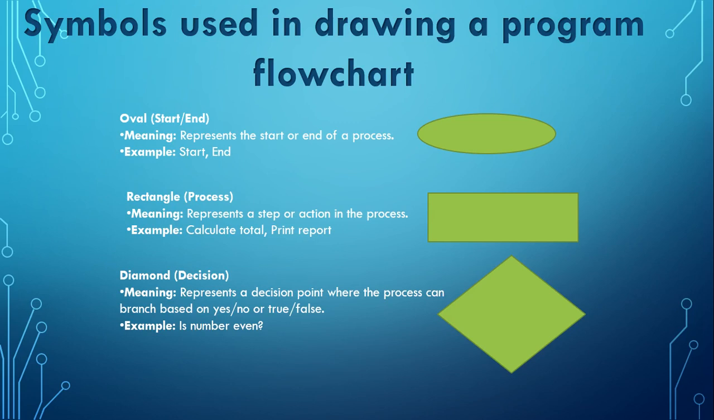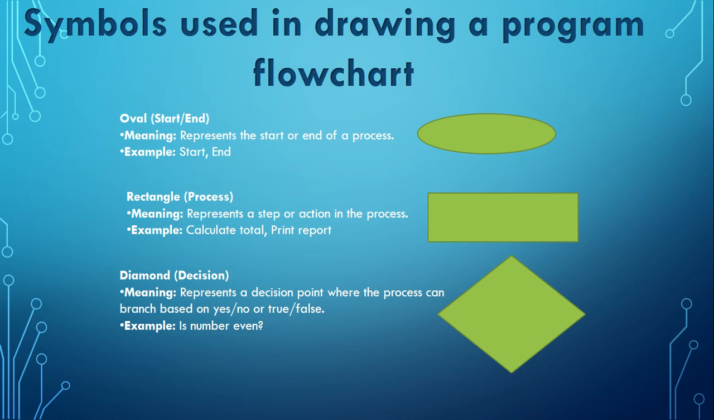For you to draw a flowchart, there are symbols. They are the legal symbols used in drawing a program flowchart. The first one is the ellipse or oval. Oval represents the start or end of a process. For example, we have start and stop, or start and end. Then we have a rectangle, for a process. It represents a step or action in the process, like a calculation. When you want to calculate or to show there is a process, like set pi to 3.14, you use a rectangle.